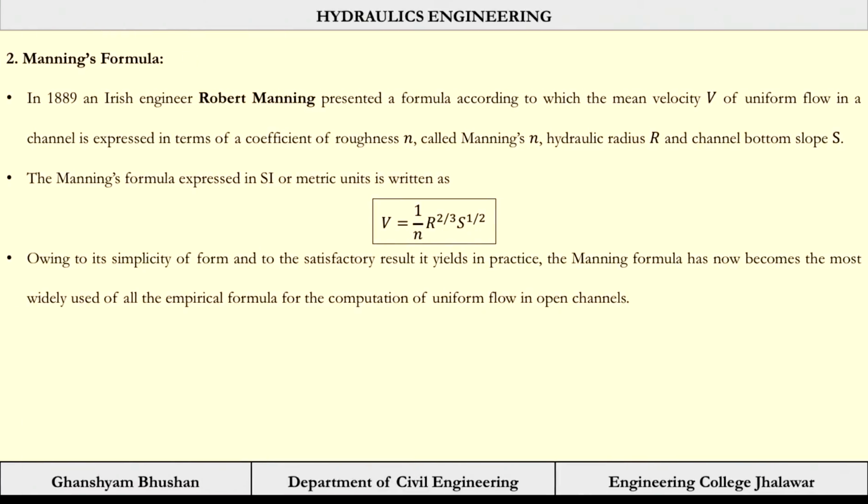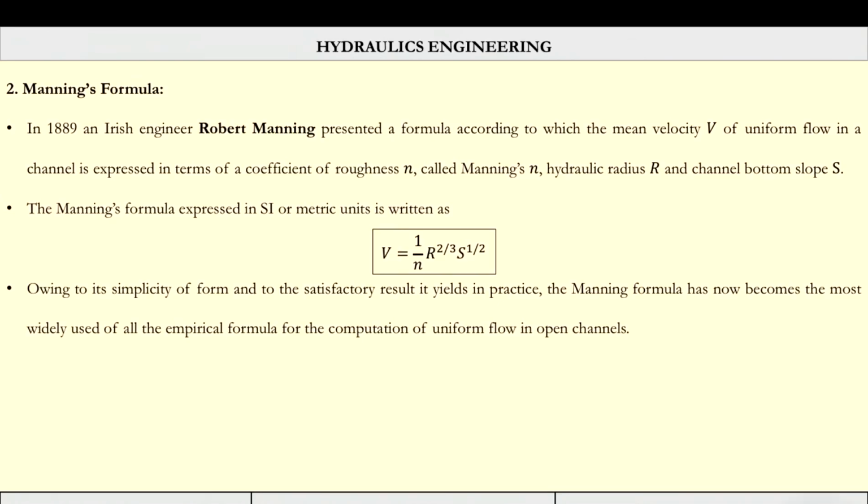Now the second equation is Manning's formula. Manning was an Irish engineer; his full name was Robert Manning. In 1889 he gave the formula for calculation of velocity. It is very simple: V equals 1 by N, R raised to the power 2 by 3, S raised to the power half.